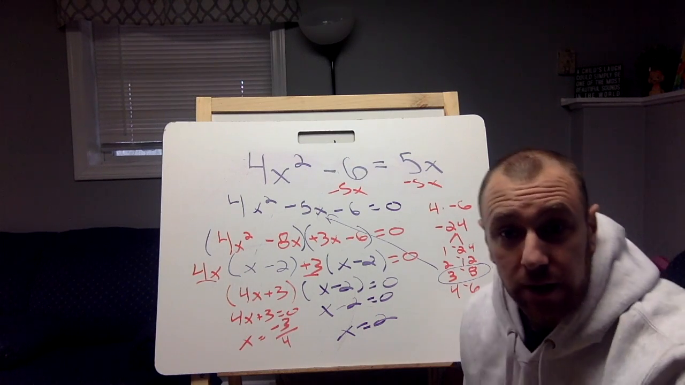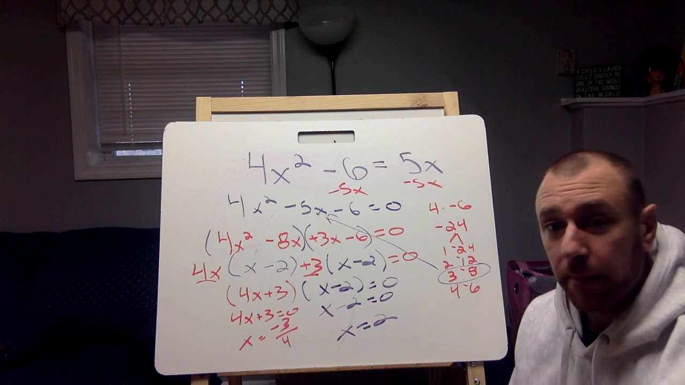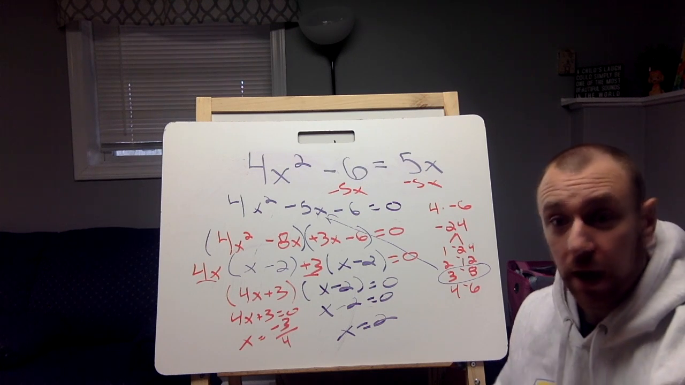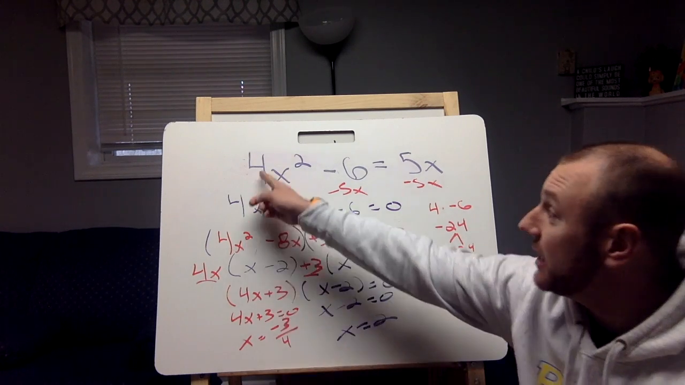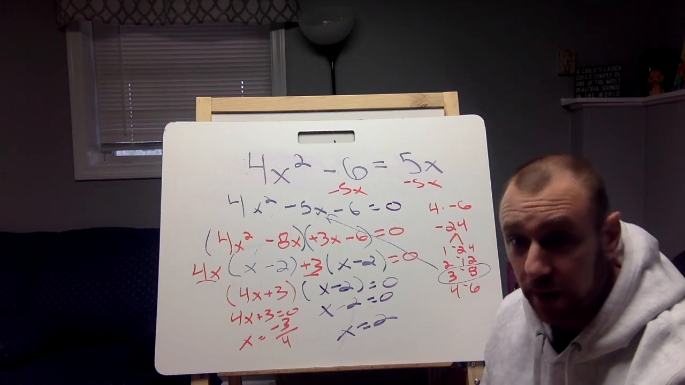So this is how you factor quadratic trinomials. Remember, if a is 1, I can just look at the c term. But if a is not 1, if there's a number in front of that x squared, then I have to follow these steps.